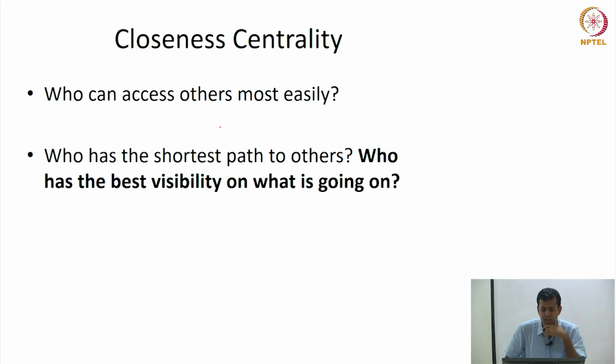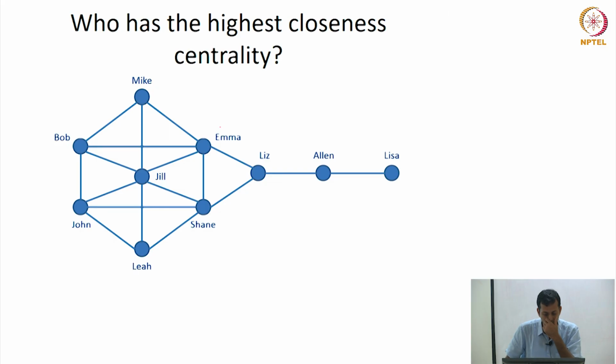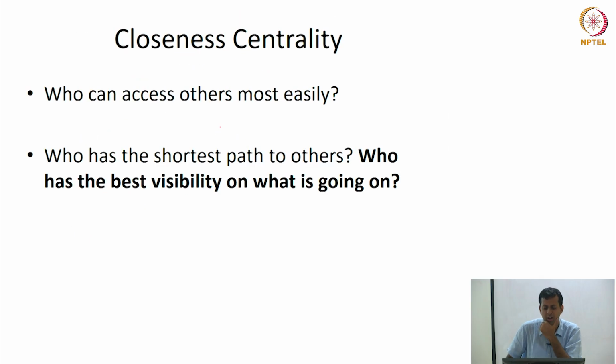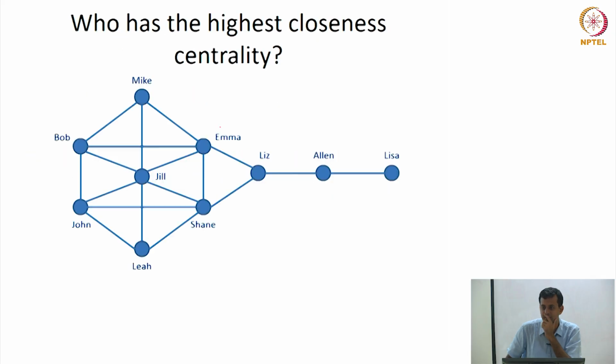Closeness centrality: who can access others most easily? Who has the shortest path to others? Who has the best visibility to what's going on? Who do you think has the highest closeness centrality? Okay, let's go look at the definition again. Who can access others most easily? Who has the shortest path to others?